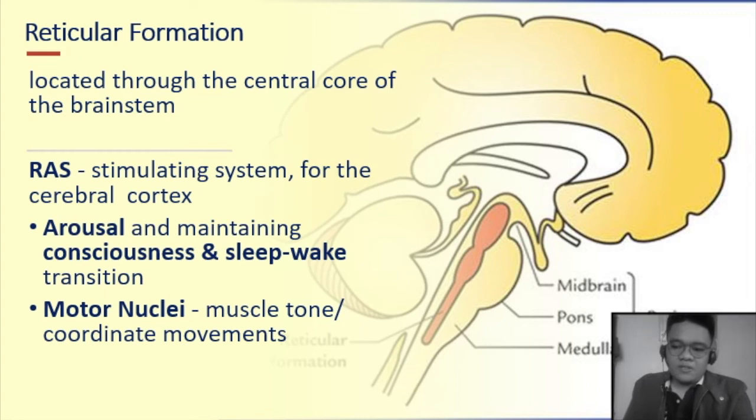Plus, also in your reticular activating system, we have what you refer to as your motor nuclei. So class, nuclei, this is the group of your cell body. So class, this nuclei is in charge of your muscle tone and also coordinates your movements. So in charge of muscle tone and coordination of movements.